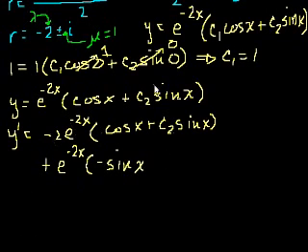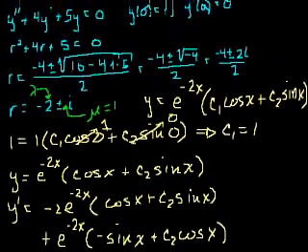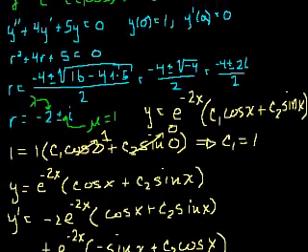Minus sine of x. And then what's the derivative of c2 sine of x? Well, it's plus c2 cosine of x. Cosine of x. And let's see if we can do any kind of simplification here. Well, actually, the easiest way, instead of trying to simplify it algebraically, let's just use our initial condition. Our initial condition was y prime of 0 is equal to 0.